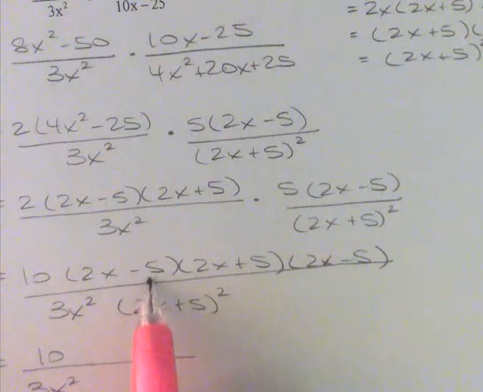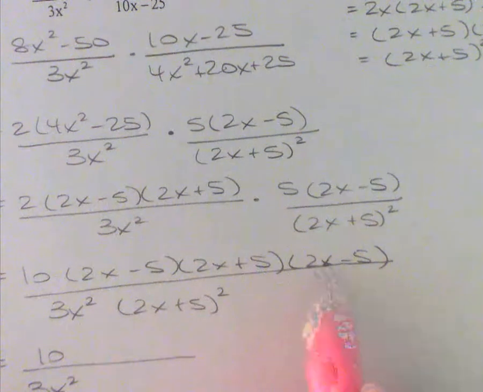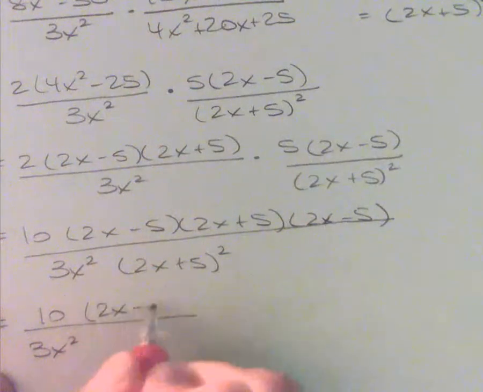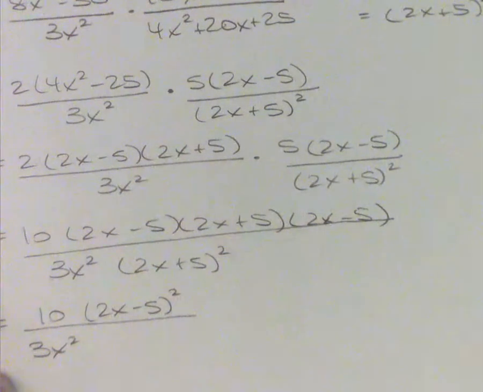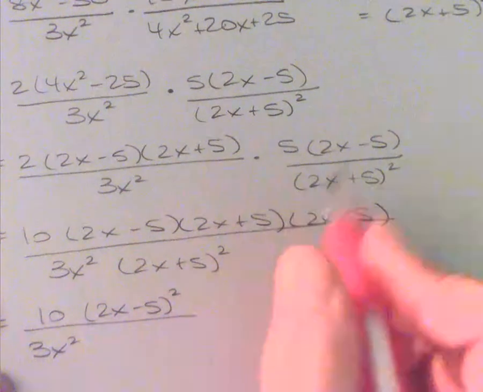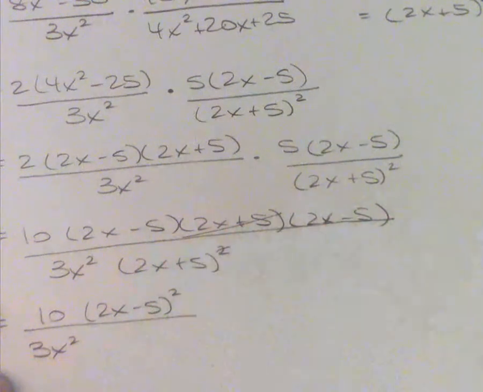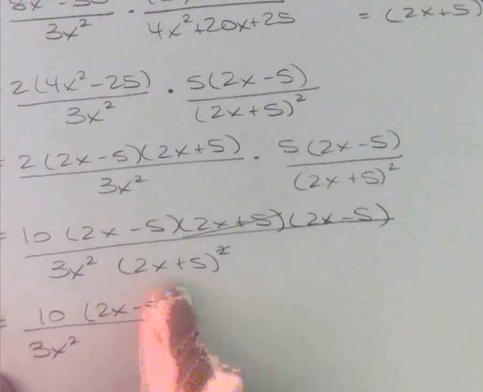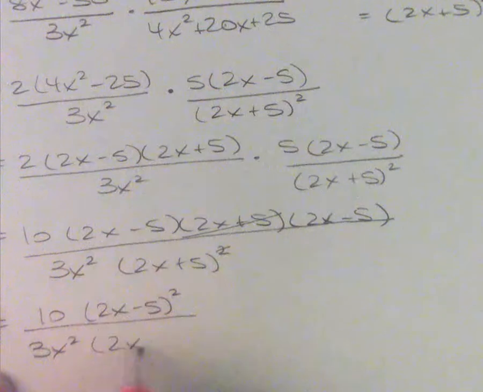I have 2x minus 5, 2x minus 5, and there isn't any on the bottom, so I'm going to be left with 2x minus 5 squared on top. I have 2 of these and 1 of these, so this will cancel with one of those. Remember, this is squared, which means there are 2 of them. We would write it out twice. So I'm left with 2x plus 5.